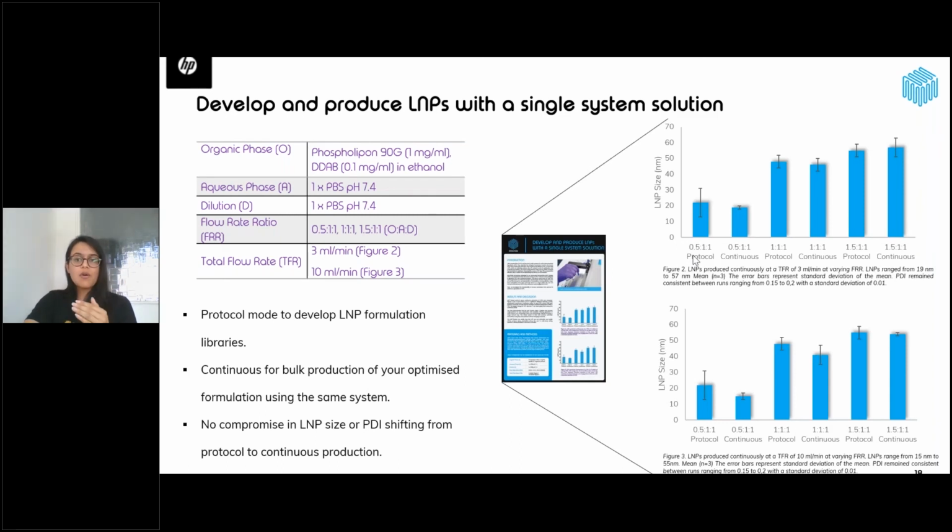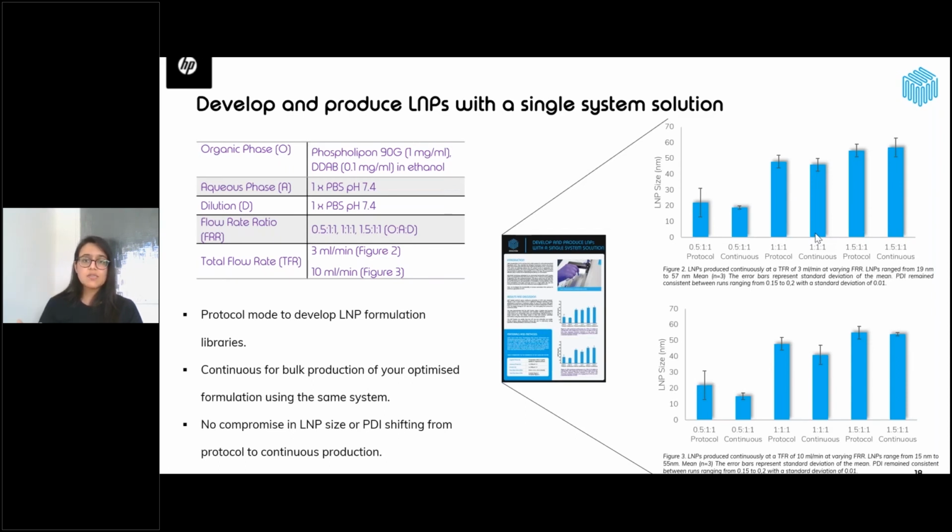We can compare that with if we were to then run it in continuous mode. So you can see in between all of these, scale up doesn't hugely affect the lipid nanoparticle size, and that goes for PDI as well. So there's no compromise in shifting from producing small volumes to producing continuously over time and producing upwards of milliliters to liters at a time.